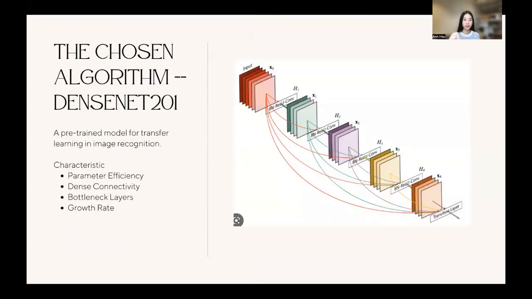The chosen algorithm in this project is DenseNet 201. It is a pre-trained architecture for transfer learning in image recognition. We chose it for its higher parameter efficiency and its dense connectivity, which means each layer receives feature maps from all its preceding layers. This results in higher efficiency of information flow throughout the network.